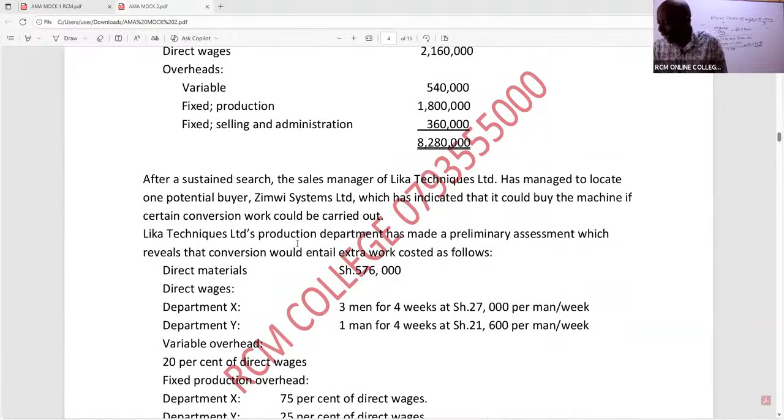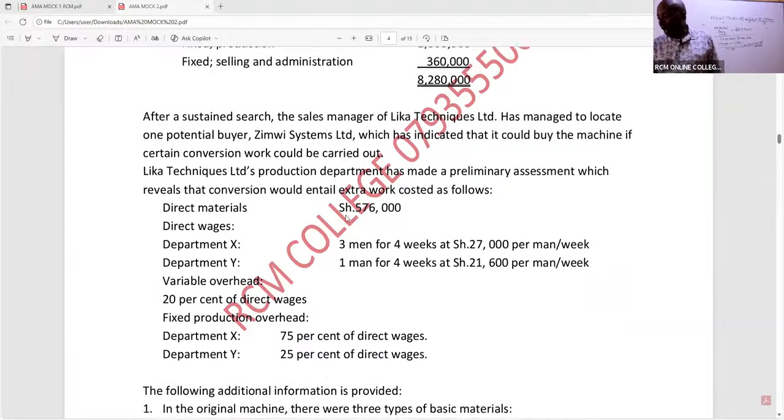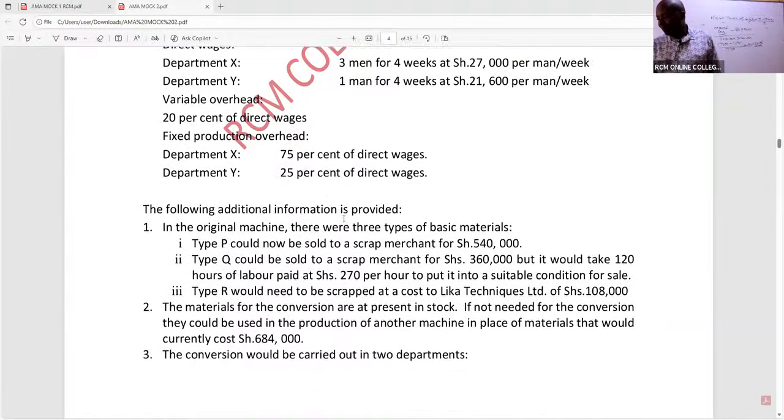After a sustained search, the sales manager of Liquor Techniques Limited has managed to locate one potential buyer called Zimwi, like a ghost, which has indicated that it could buy the machine if certain conversion work could be carried out. Liquor Techniques Limited's production department has made a preliminary assessment which reveals that conversion would entail extra work as follows. So you can see the extra work needed there. The following additional information is provided.